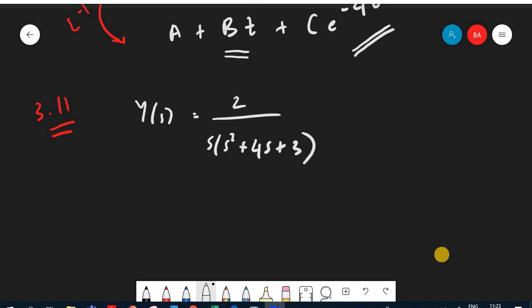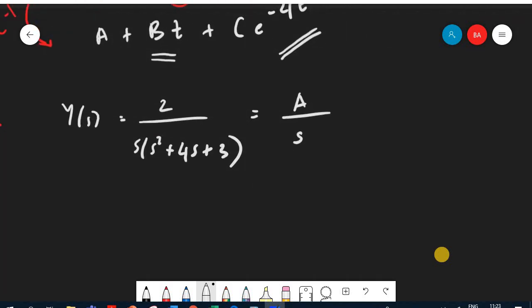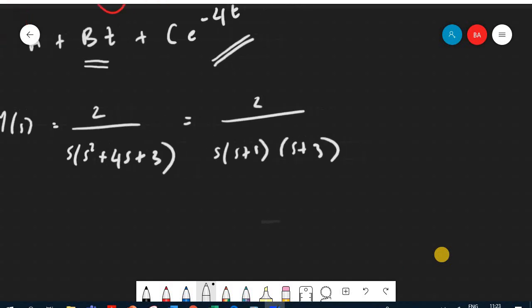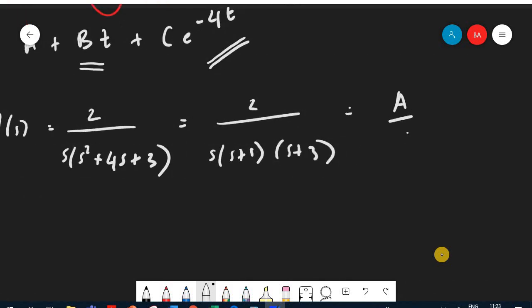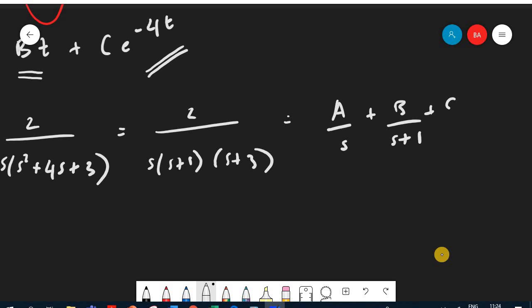We said it's easier to look at the poles, but if you want to do it by partial decomposition, it is A over s. Let me see if this can be factorized before I start. Yes, it can be factorized: s into s plus 1 into s plus 3. So it will be A over s plus B over s plus 1 plus C over s plus 3.